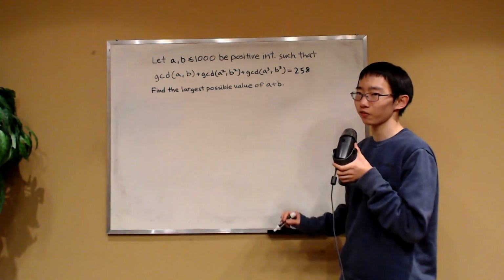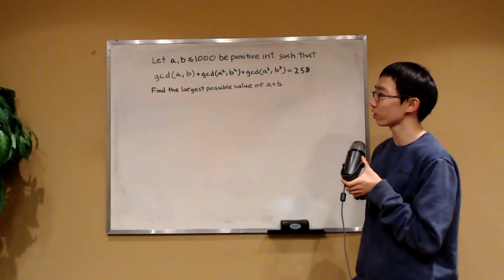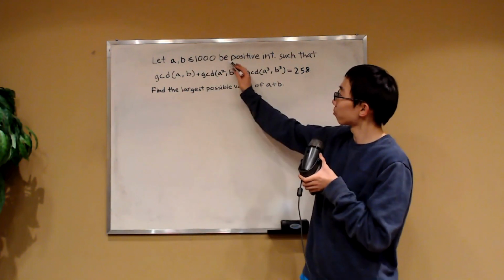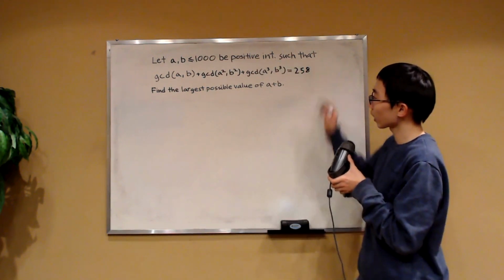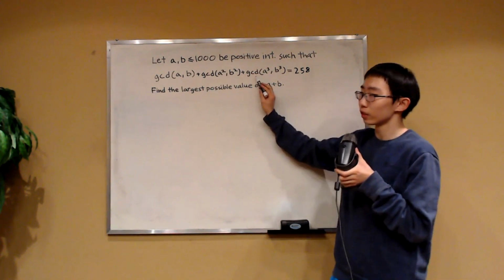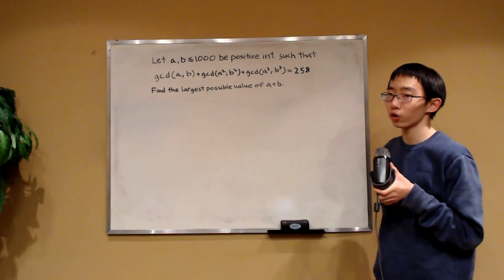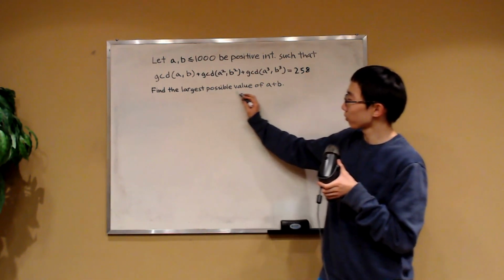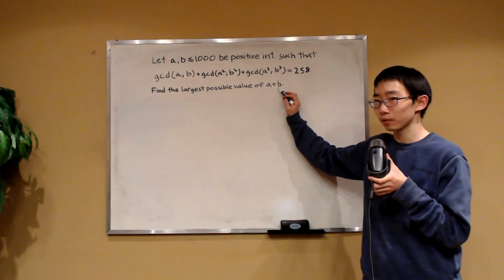Behind me is a very interesting number theory equation. We have a and b not exceeding 1000 to be positive integers such that this equation holds. Now, note that GCD denotes greatest common divisor or greatest common factor. So, you want to find the largest possible value of a plus b.